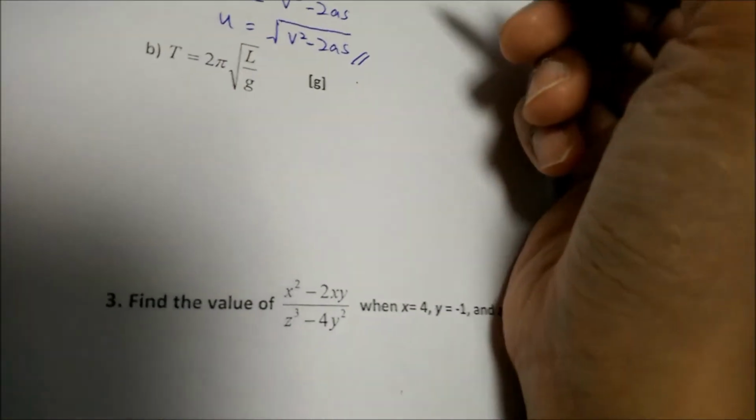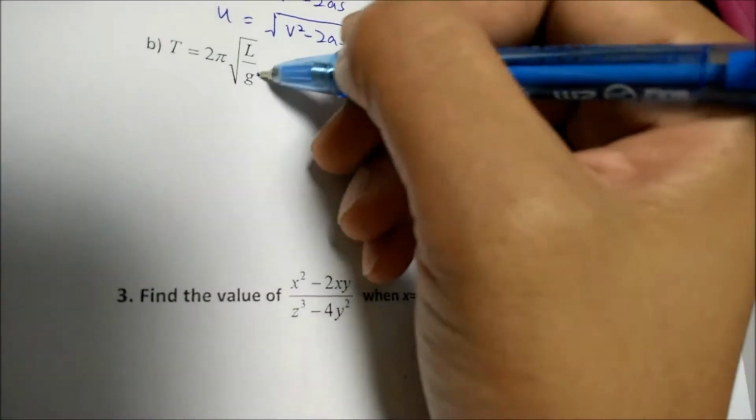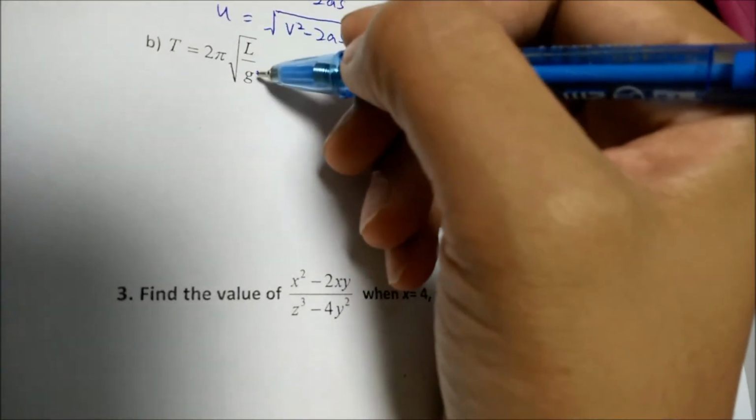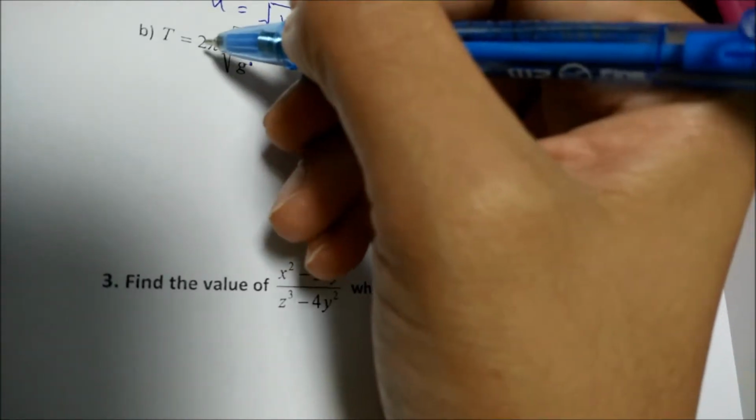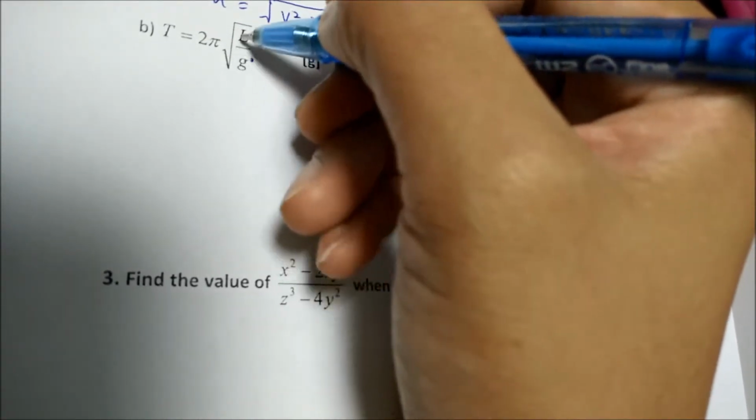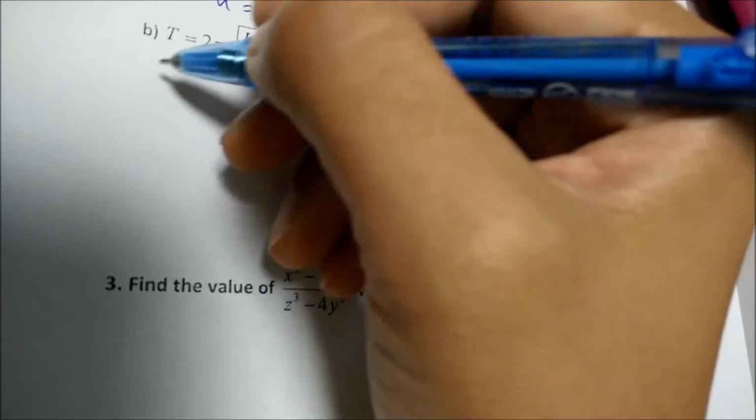Okay. Second question, I want to make g the subject. Because g is inside the square root, so I remove anything outside first. So 2 times pi times square root L over g, times, right? You bring over becomes divide.